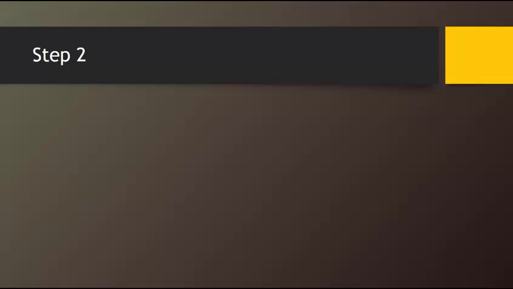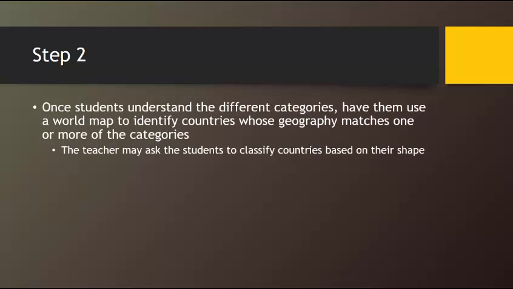Once the students understand the different categories, have them use a world map to identify countries whose geography matches one or more of the categories. The teacher may ask the students to classify countries based on their shape.